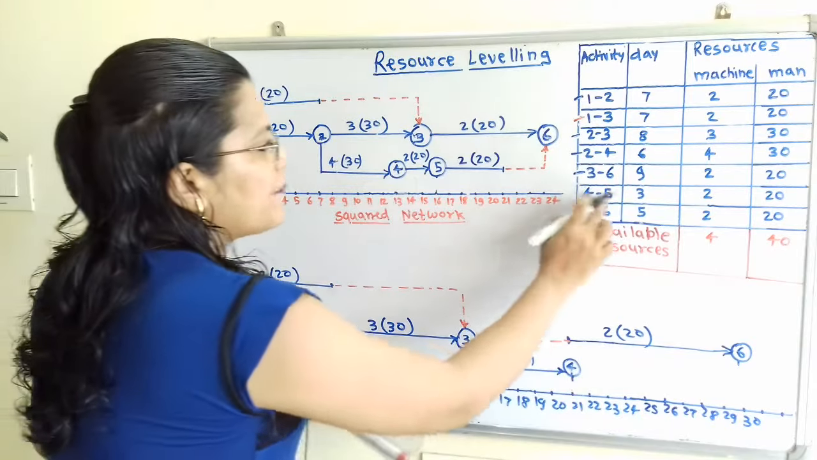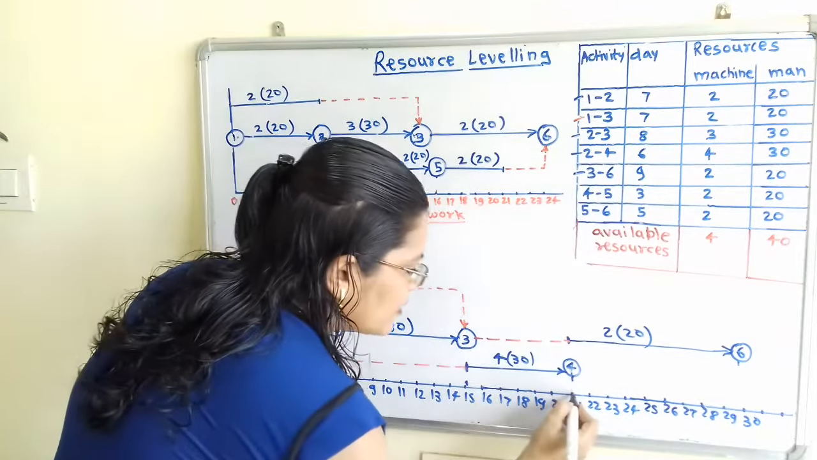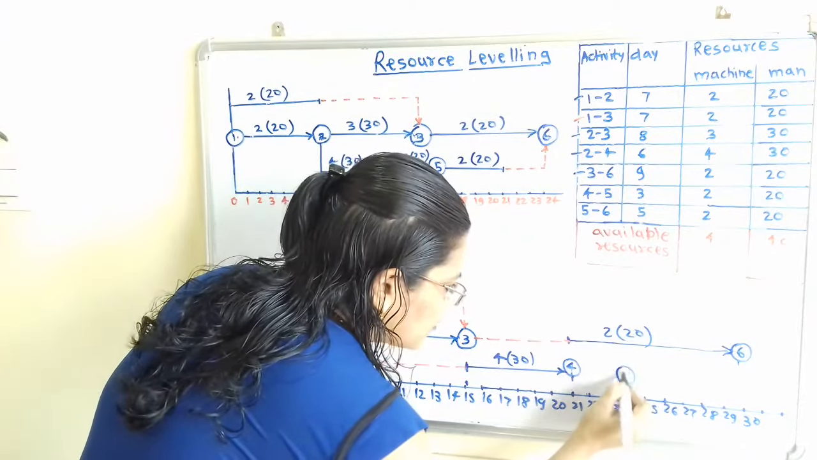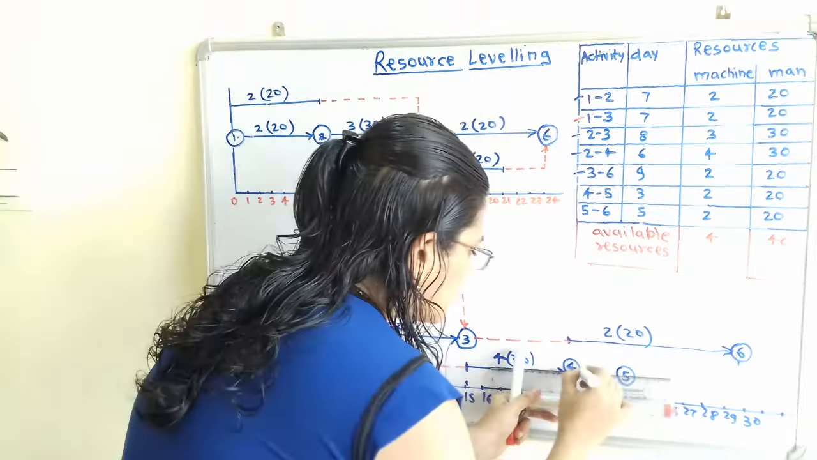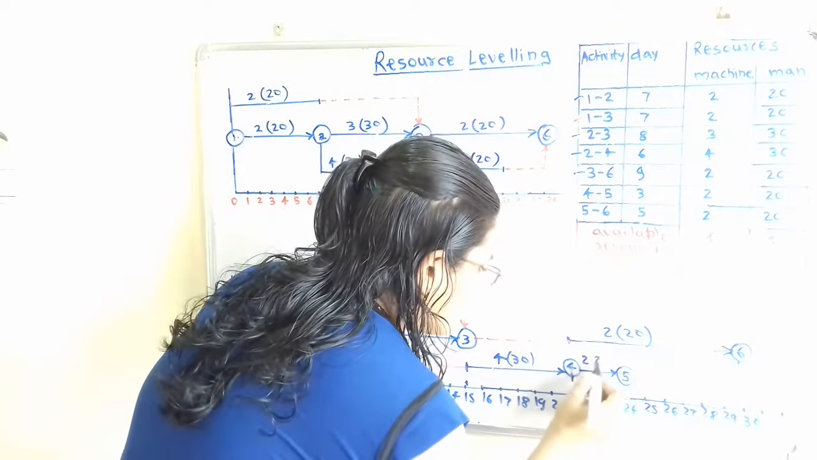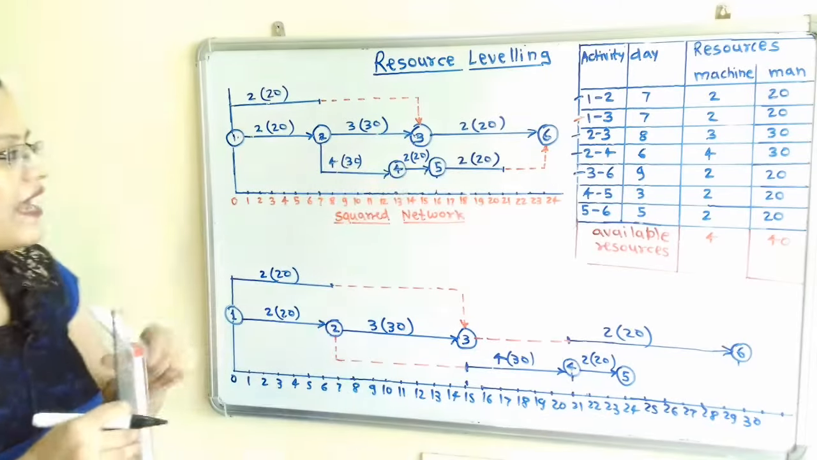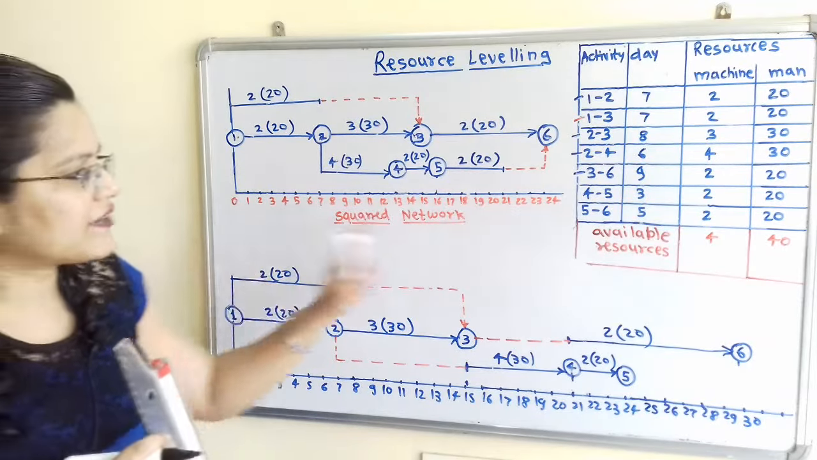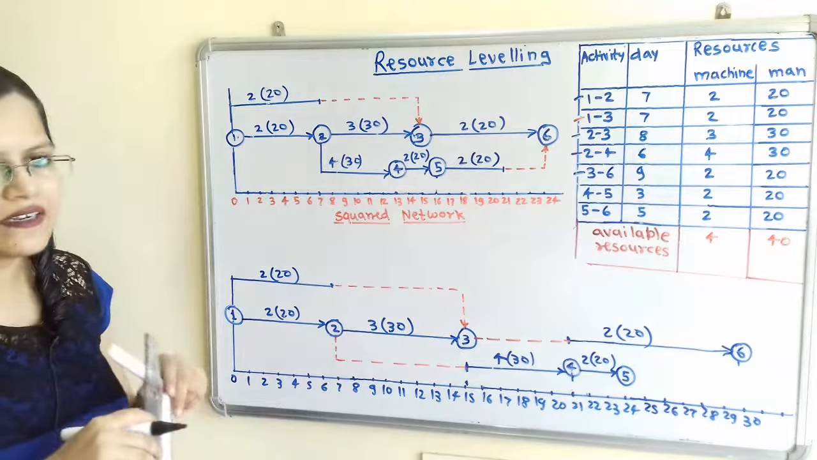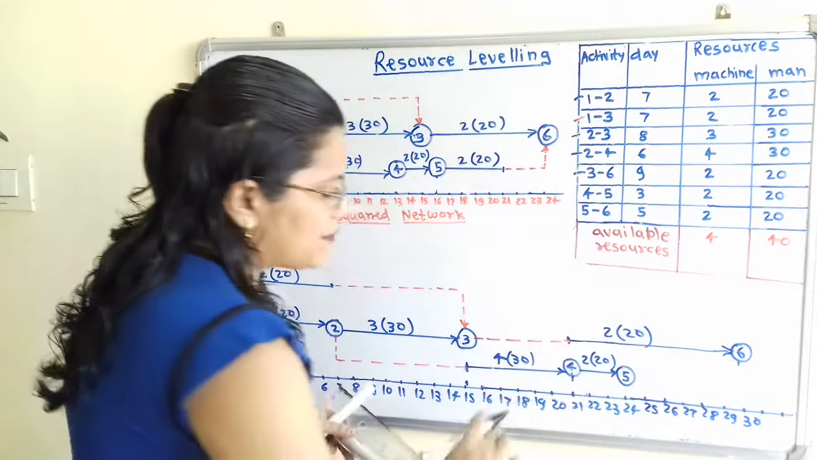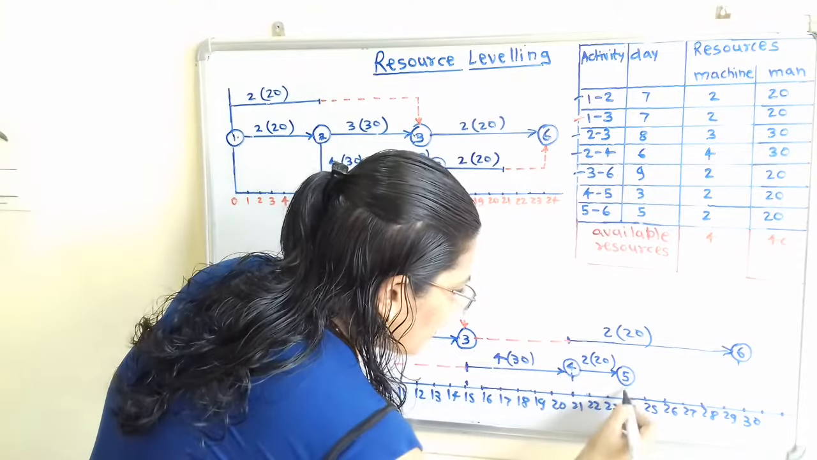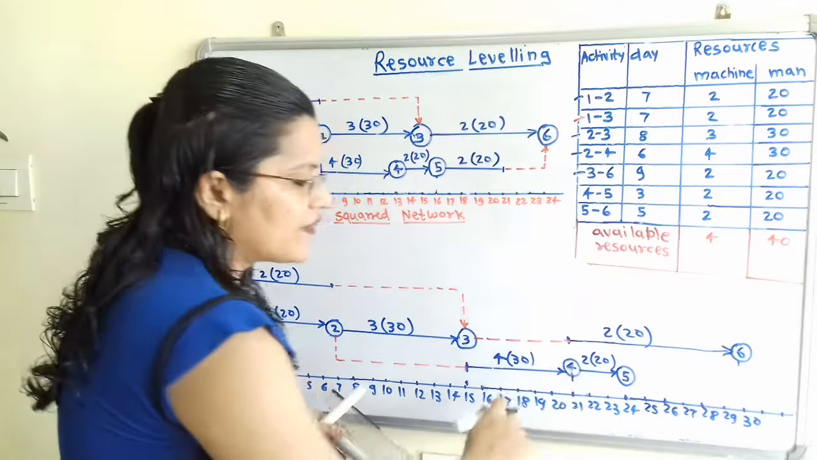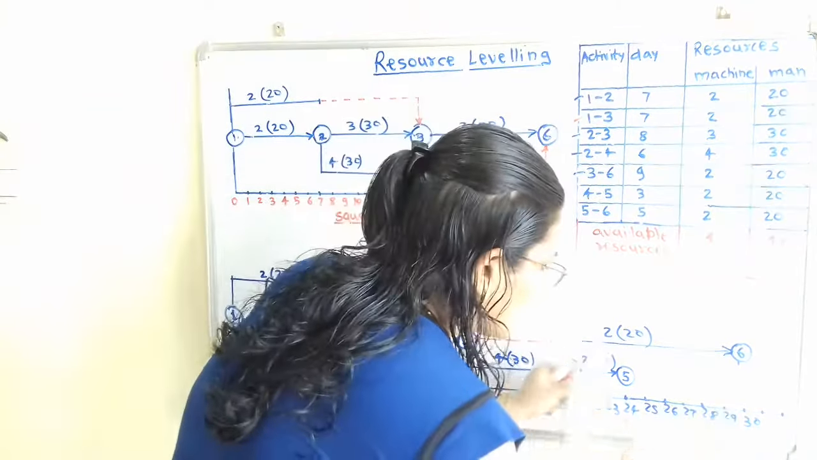So for this 4 to 5, 3 days are required. So after 21 plus 3, that is 22, 23, 24. So here I will draw the node 5. So here 2 and 20. Then after that for this 5 to 6 also 2 machines and 20 manpower is required, and for 5 to 6 5 days are there. So we can complete this simultaneously. So after this 24 there are for 5 to 6 5 days. So 24 plus 5, that is equal to 29.